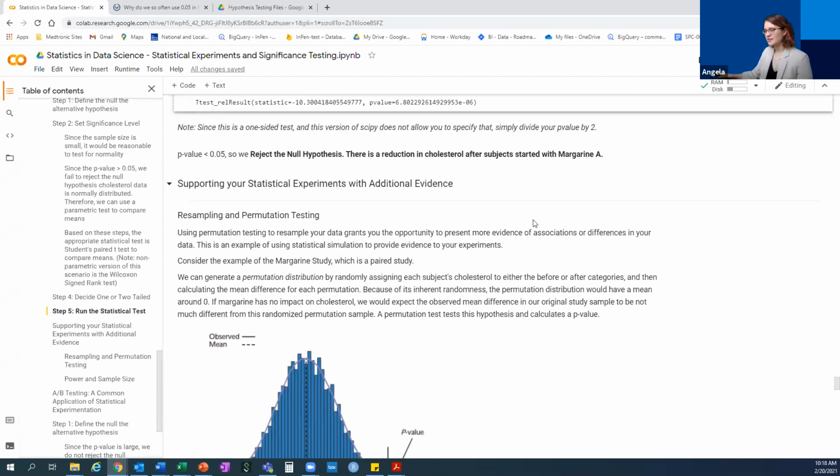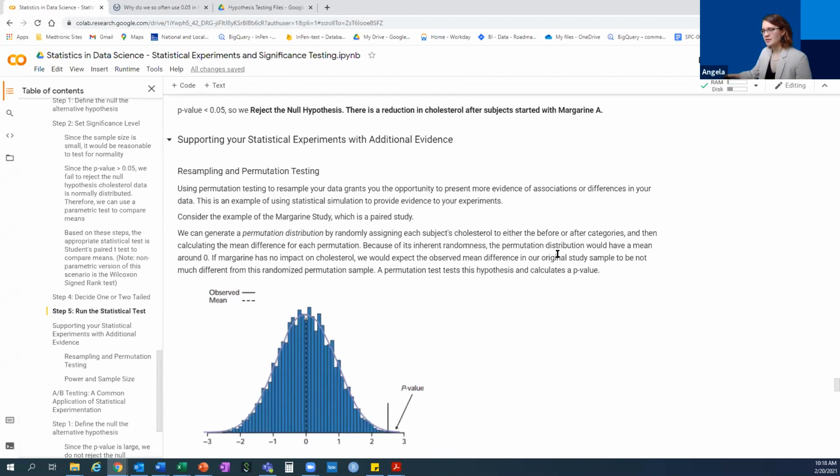Great, so that's all of our exercises. We have a couple more topics to go through, not as much in detail, but just to touch on. One is based on resampling and permutation testing. So using permutation testing to resample the data grants you the opportunity to present more evidence of associations or differences in your data. This is an example of using statistical simulation to provide additional evidence to your experiments.